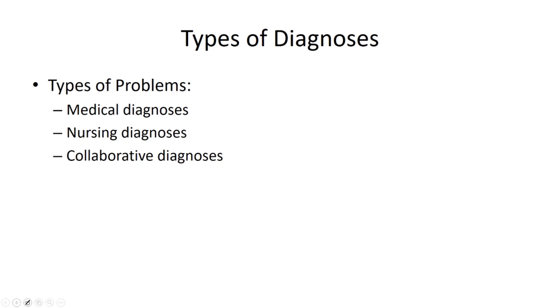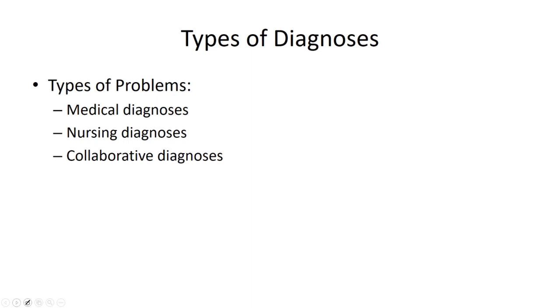A nursing diagnosis could be a diagnosis for an individual, a family, or a community. And the thing is, we are licensed and competent to treat, so we can do these independently. So nursing diagnoses are diagnoses that we are going to be able to treat as a nurse under our license.